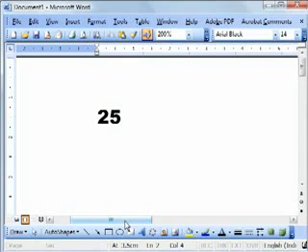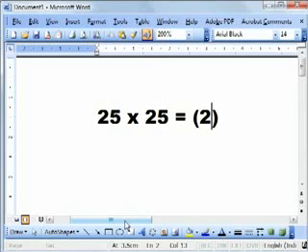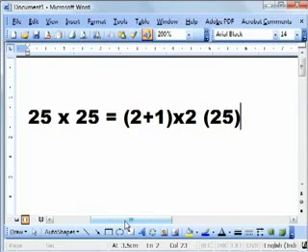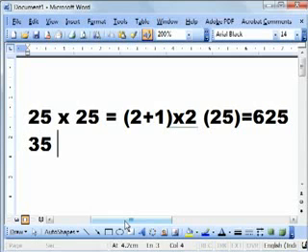Let's try 25 square, 25 into 25. Straight away, once again, 2 plus 1 gives me 3. 2 is my first figure. Then I multiply with my original number, and the last part will always be 25. So 3 into 2 gives me 6. Easy, right? Again, one more example, 35 multiplied by 35.